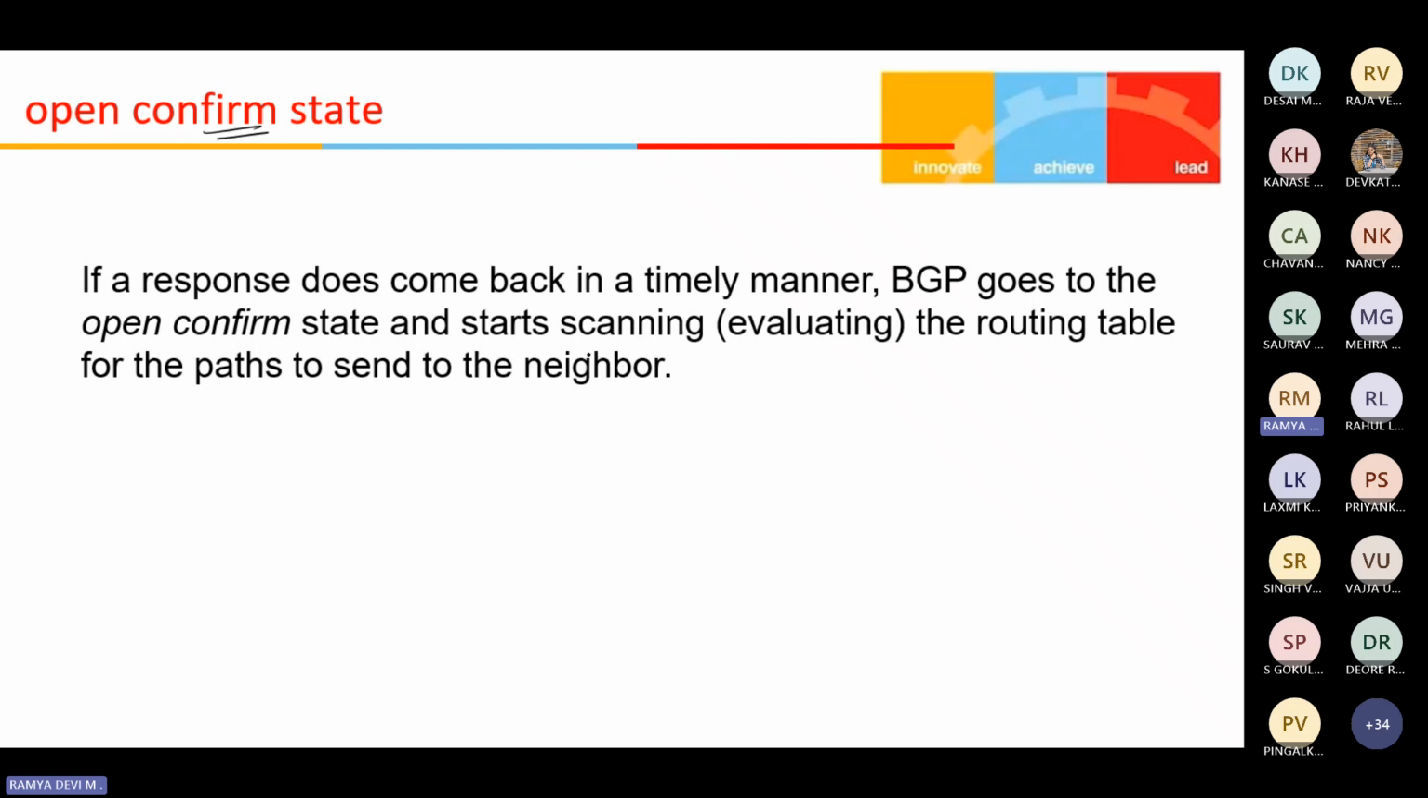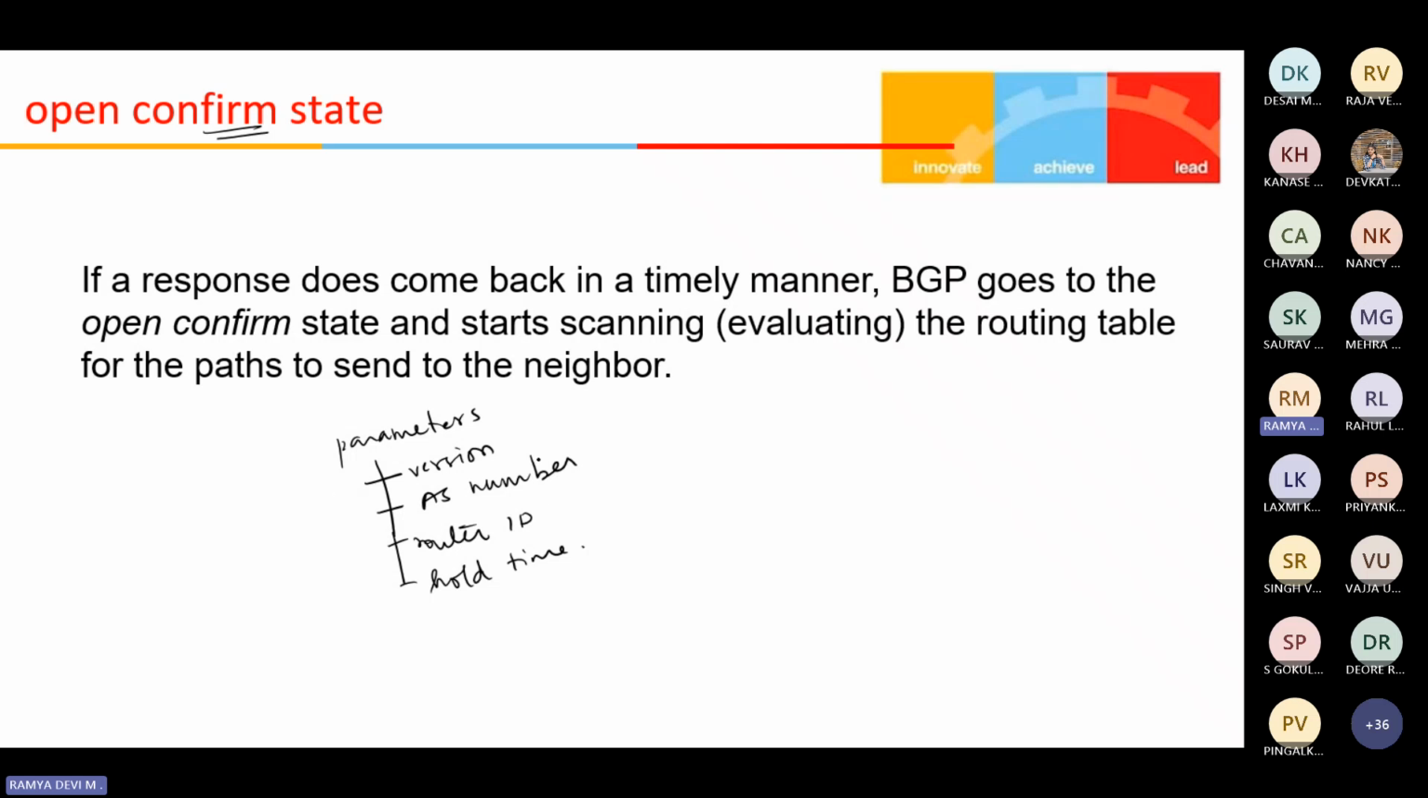So what are the parameters? Just now we have discussed the parameters. What are the parameters? BGP version, autonomous system number, router ID, and also the hold time. So these are the parameters, and they'll agree on these parameters.